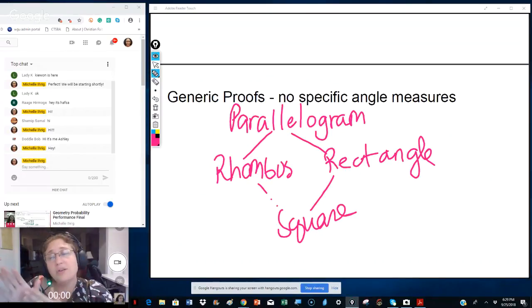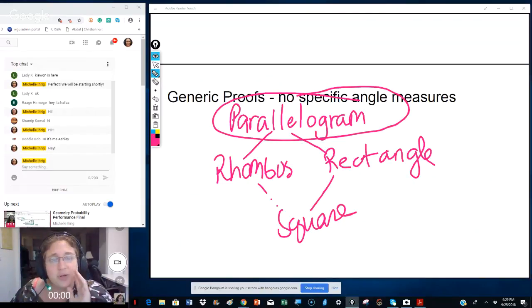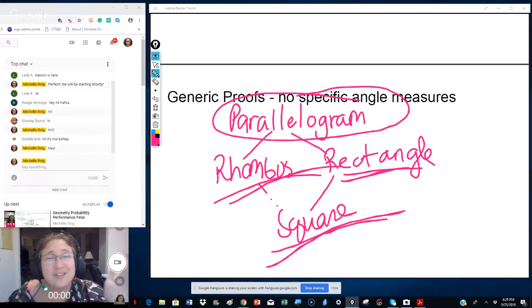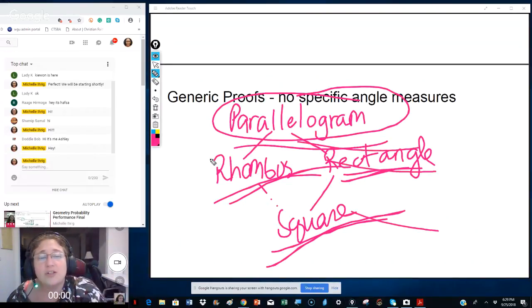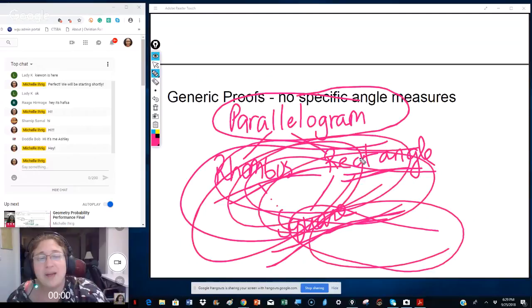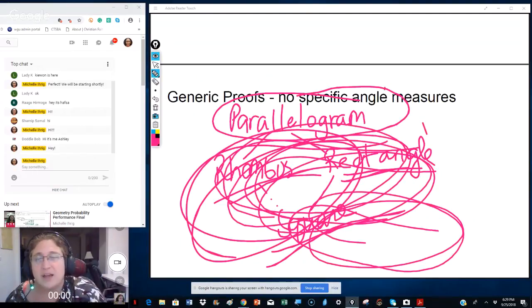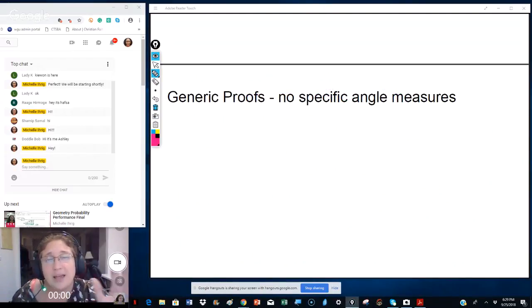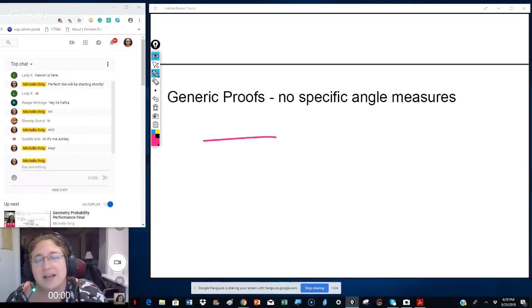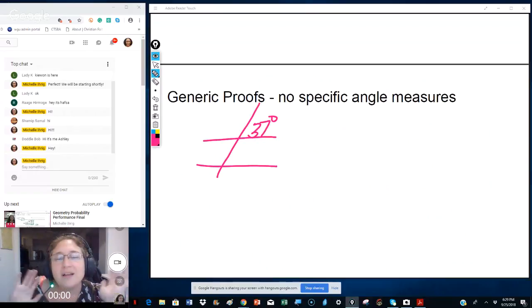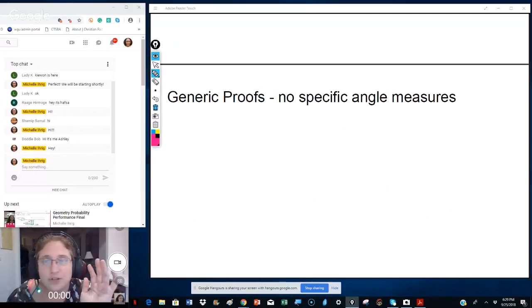So tomorrow you'll see one proof about a parallelogram. It's going to ask you, can you do the same proof for a square or a rectangle or rhombus? Yes, you can, because all these shapes, that's really messy, are all parallelograms. And as long as your proof does not have exact angle measures, like it doesn't say 37 degrees, then it still works, even though the shape changes.